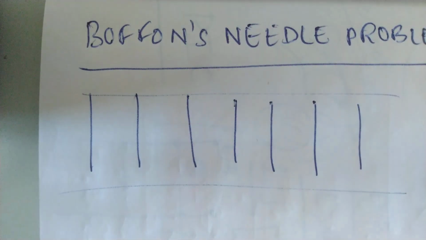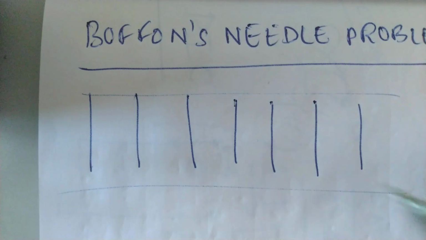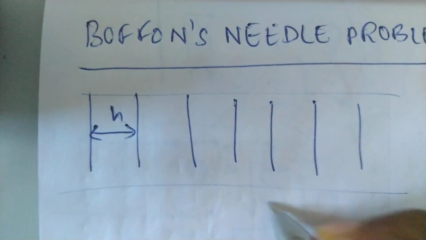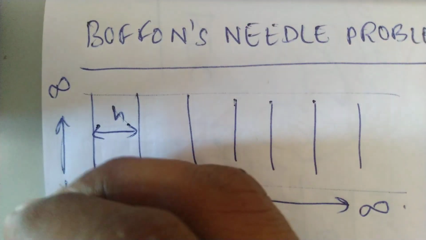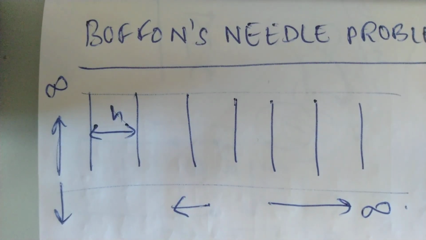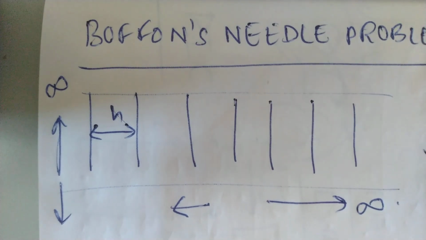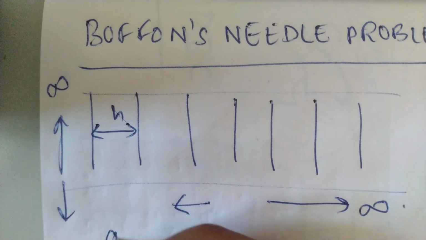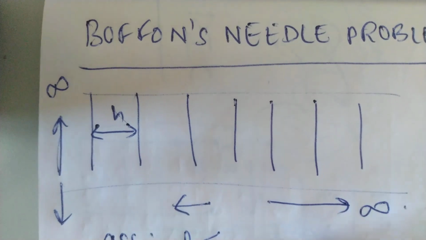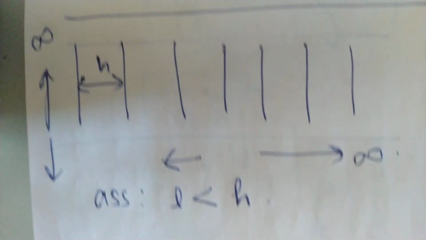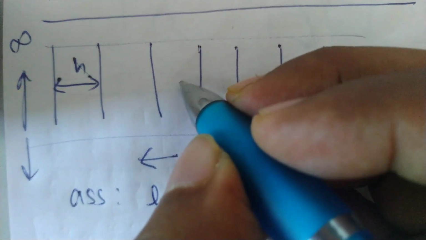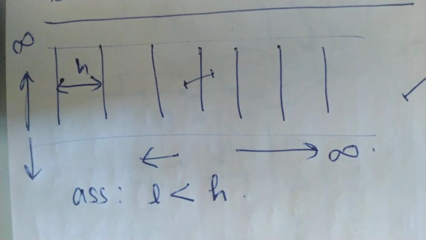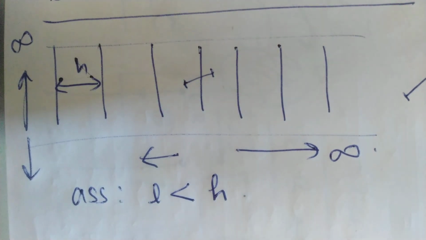You have an infinite plane which is divided into vertical strips, each of length h. The plane extends towards infinity in all directions. Now you have a small stick of length L. The assumption here is L is less than h, and the problem is, what if L falls in the plane? What is the probability that it will lie on one of the interfaces?